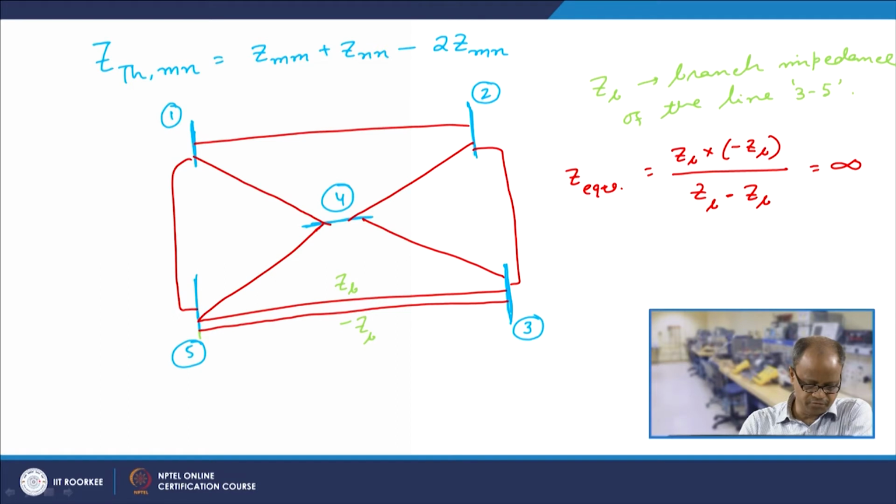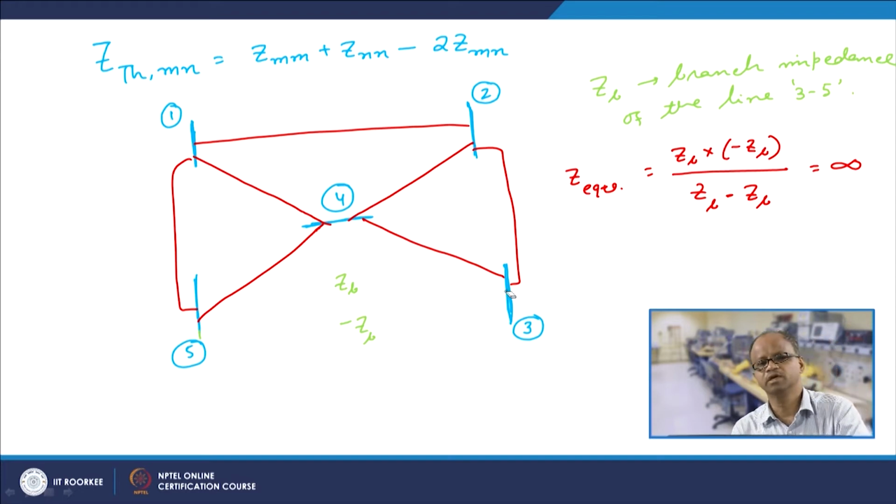So, if it is infinity, then actually it is as if this line is switched off. Therefore, we can simply simulate the removal of a line by adding a parallel line between the same two buses having an impedance equal to the negative of the original line impedance. Now, how to incorporate this in our calculation?